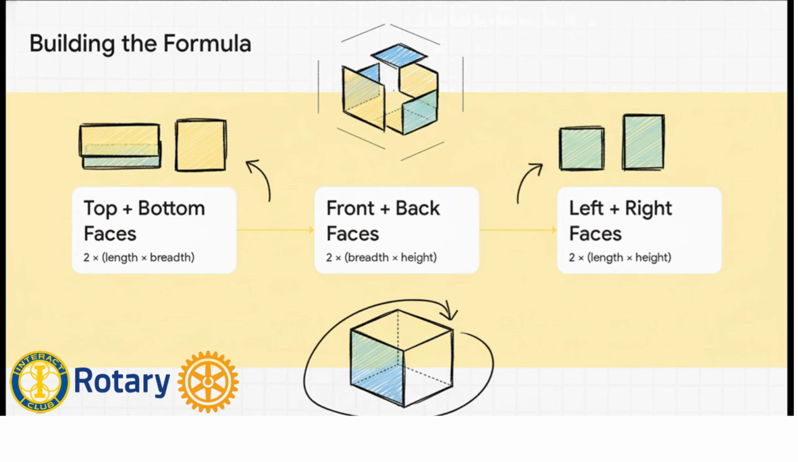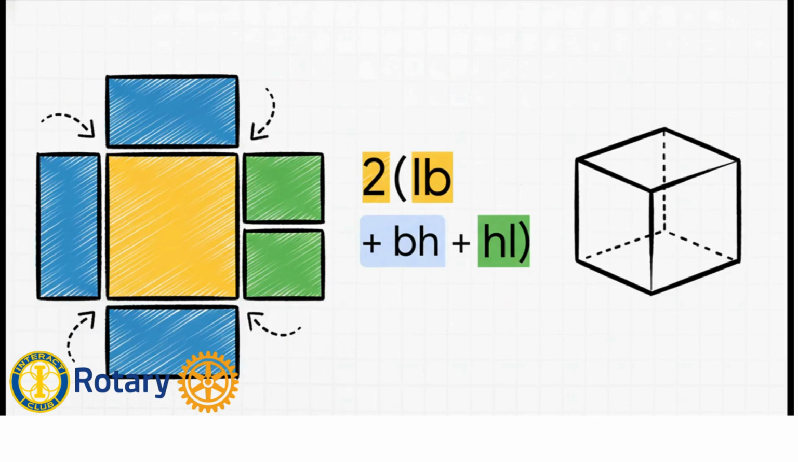See, a cuboid has 3 pairs of faces that are exactly the same size. So we just find the area of the top and bottom, then the front and back, and finally the 2 sides. And when you add all of that up, you get this simple, elegant formula. It's just 2 times the sum of the areas of those 3 unique pairs of faces. The key thing here isn't just memorizing the letters, it's understanding that you can build it yourself, logically, just by looking at the box.